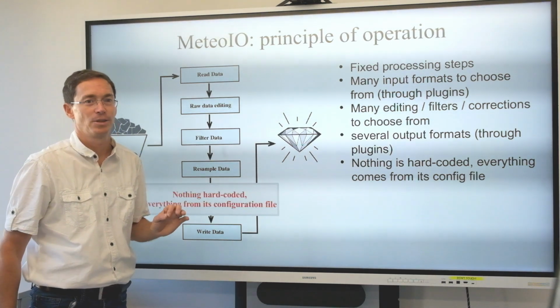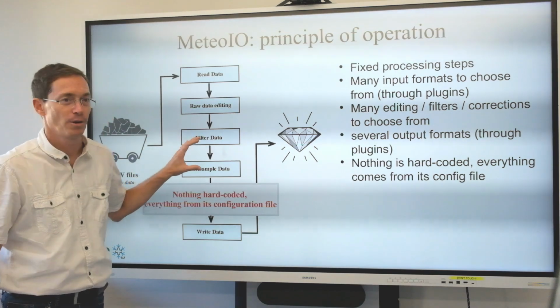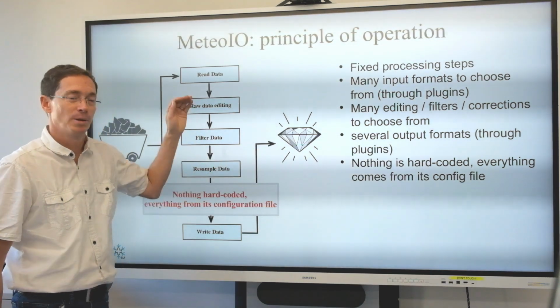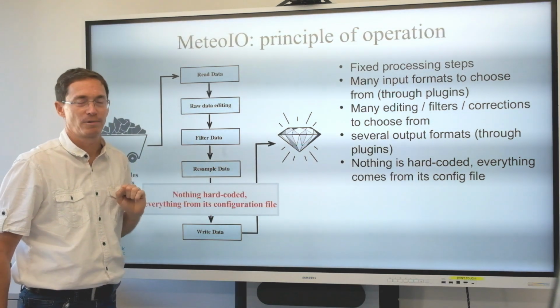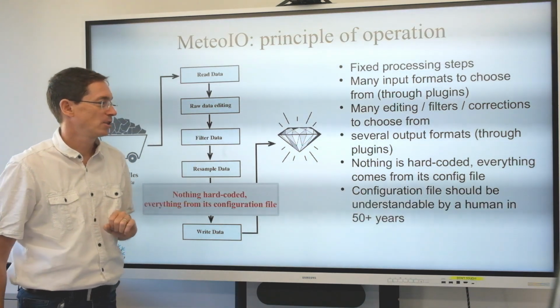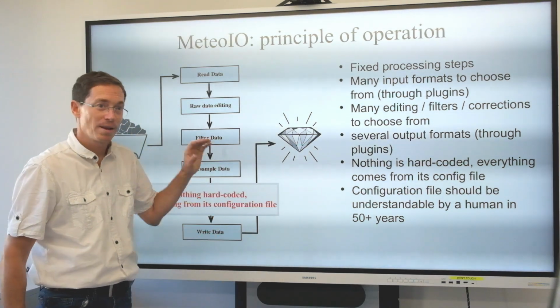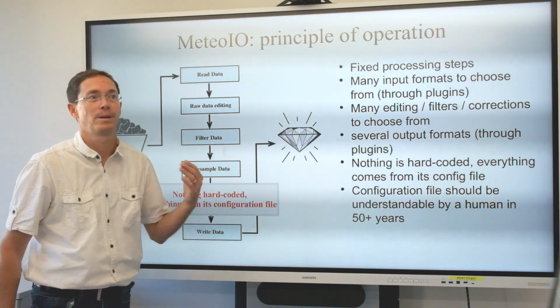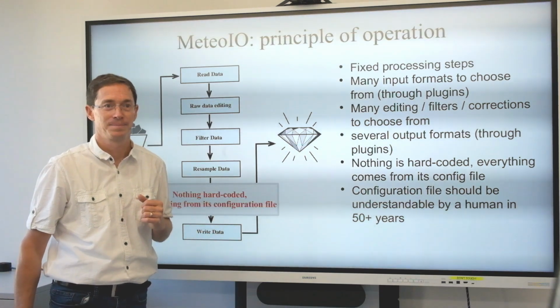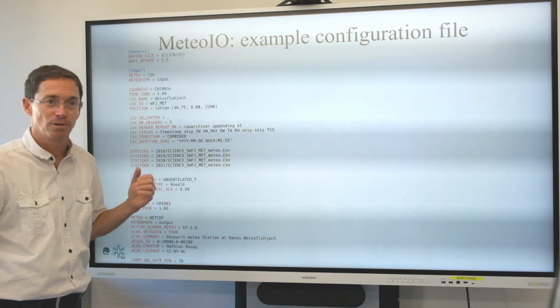And nothing is hard-coded. Everything is coming from the configuration file. We don't decide for you how your processing should be done, but you describe everything in this configuration file. And the goal is that this configuration file should be understandable by a human in several decades from now. So even if the software is not around, people could reproduce the processing that you have done. Now I want to show you a real-life example of such a configuration file.